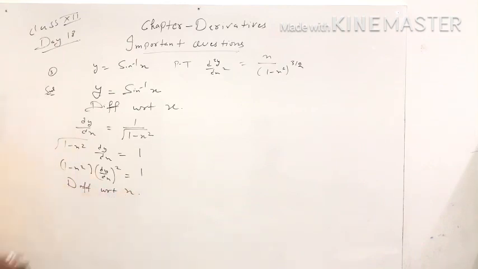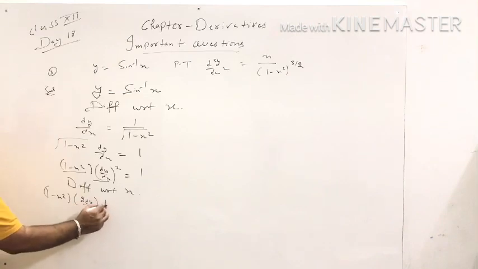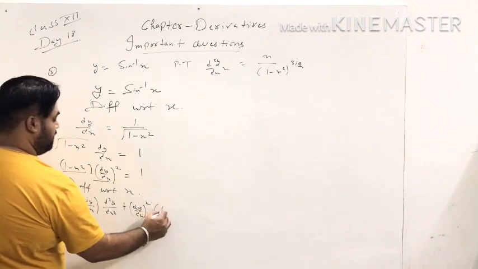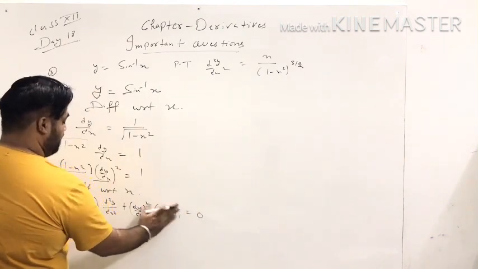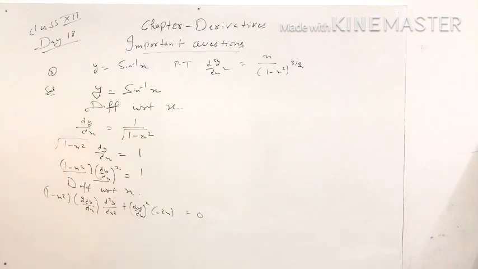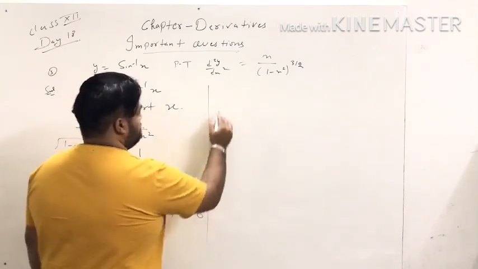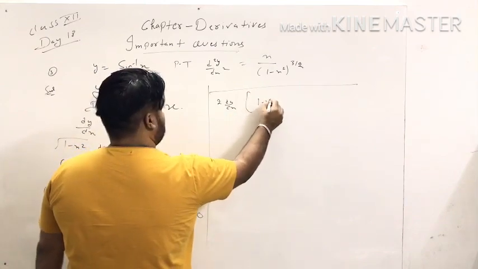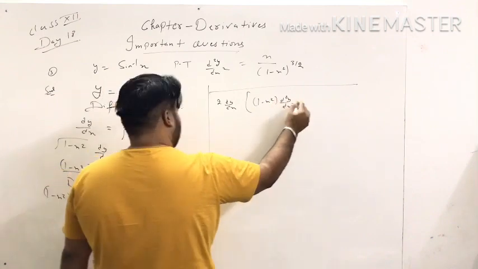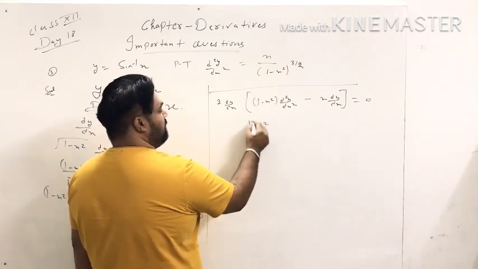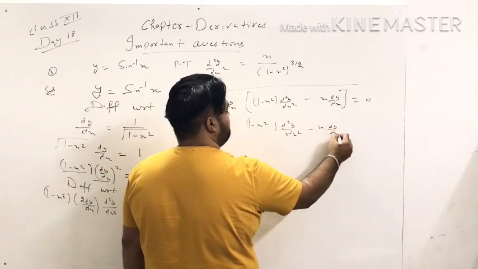Again differentiate with respect to x. Now there are two terms. We use product rule. First term same, the derivative of second term, plus second term same, the derivative of first. The derivative of first is minus 2x, equals 0. Now we take common. What are the common terms from 1 and 2? 2 dy/dx. So 2 dy/dx, we are left with (1 minus x square) d square y/dx square minus x dy/dx equals 0.